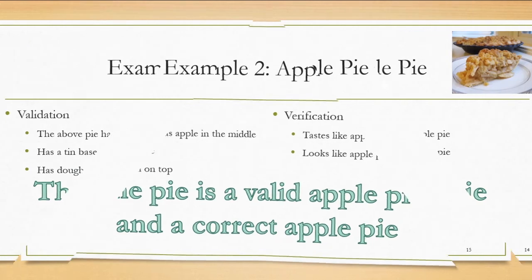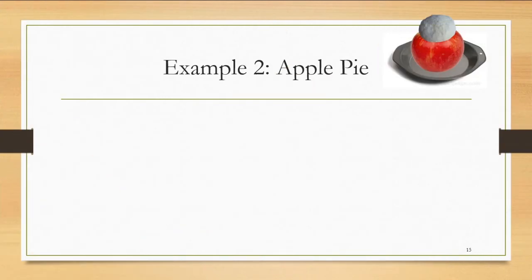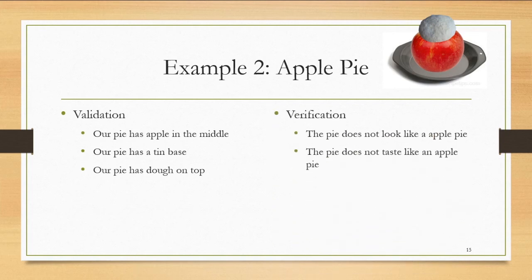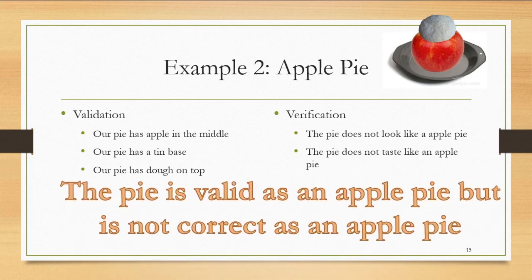Let's look at the next example. There's our apple pie on the top. Let's look at the validation. Our pie has got the apple in the middle, has a thin base, and has got dough on top. Let's look at the verification. The pie does not look like an apple pie, nor does it taste like an apple pie. Thus we can conclude that the pie is valid as an apple pie, but it is not correct as an apple pie.